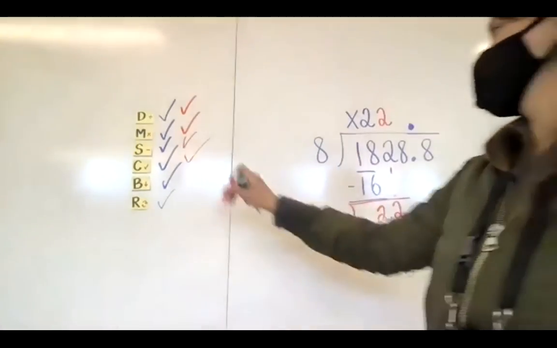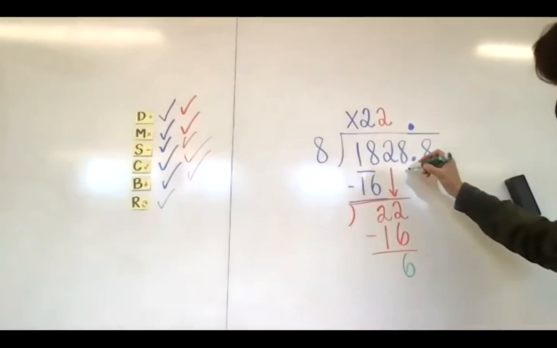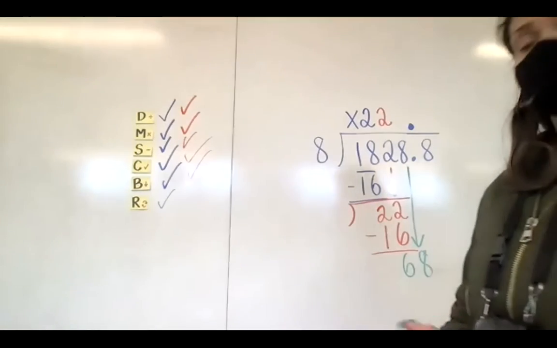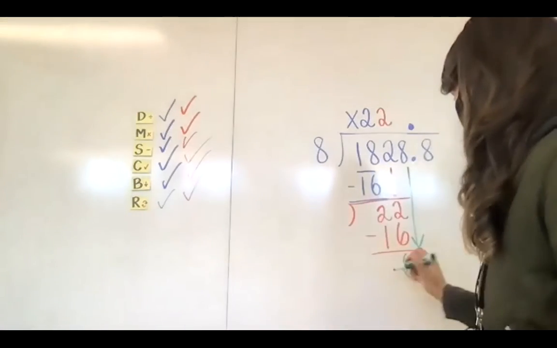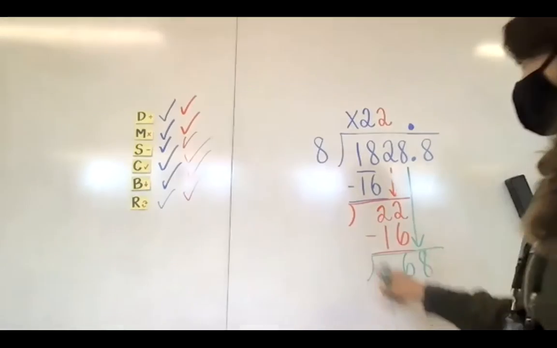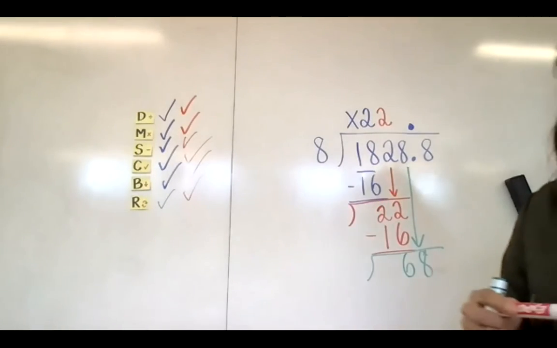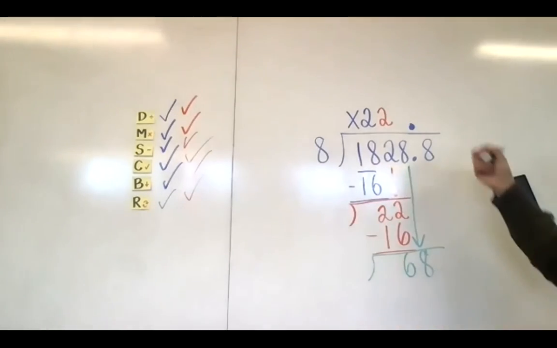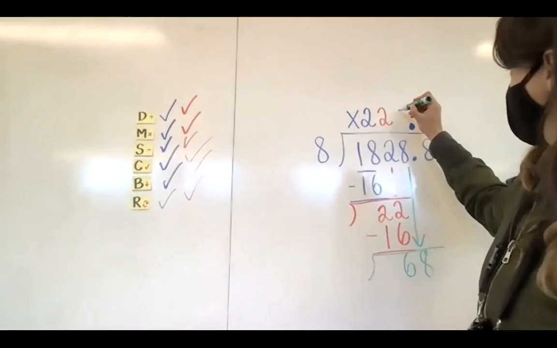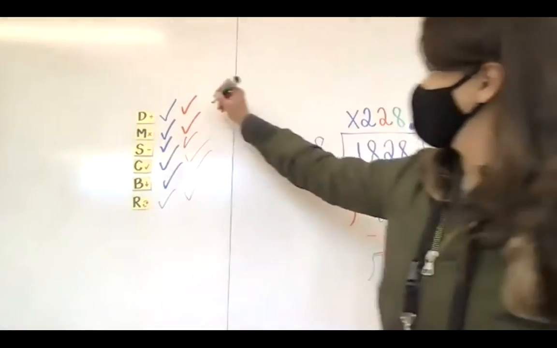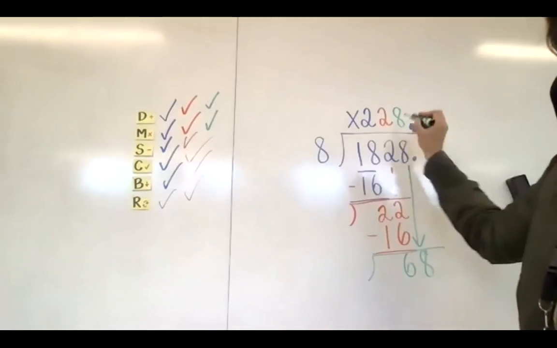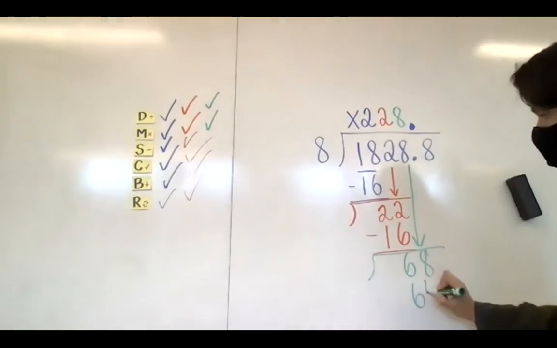Bring down another 8. 68 divided by 8. How many times can 8 go into 68? 8 times. 8 times 8 is 64. The reason I remember that is because 64 is a stack in Minecraft. Dividing something in half on both sides, that's how I remember that one. 8 times 8 is 64.